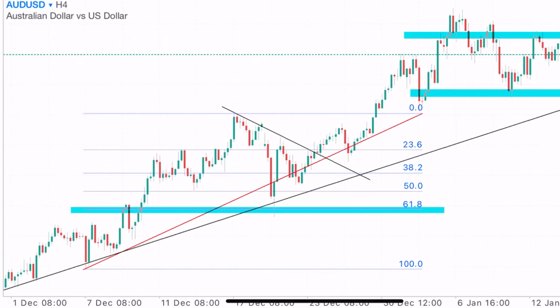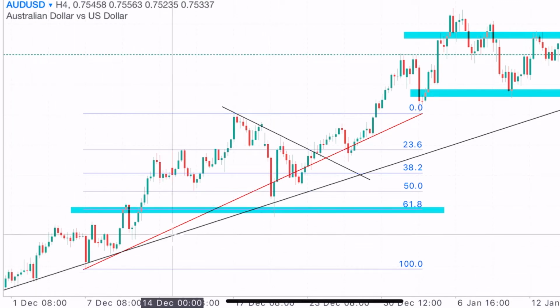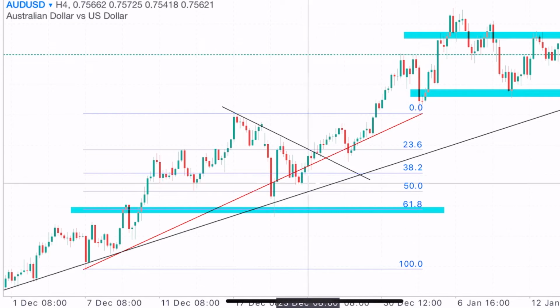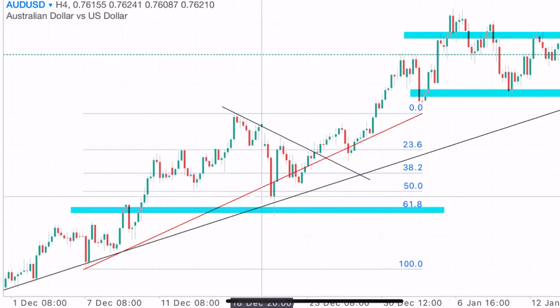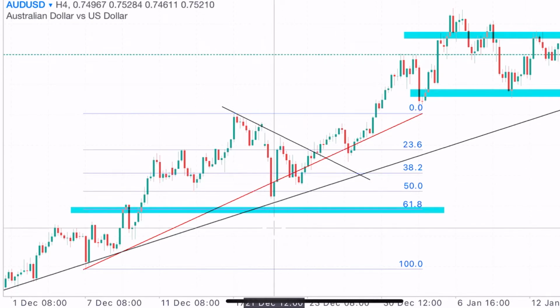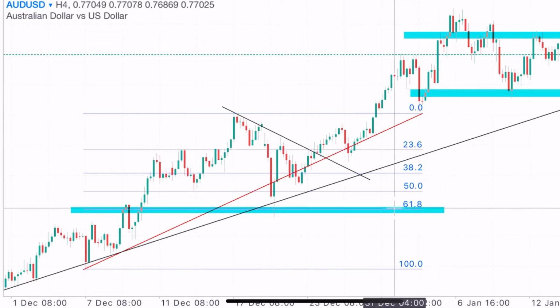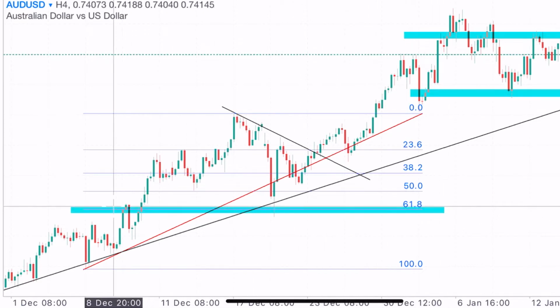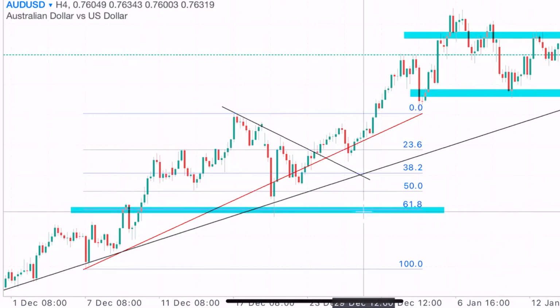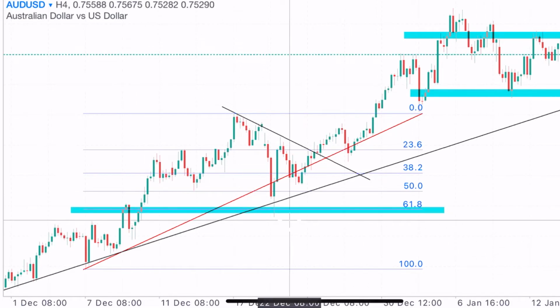So what I was telling you guys about when I said confluence, right, is, you see this, the black line is the trend line. So this is the trend line, and this is where we got the rejection candlestick. And at the same time, this is where we had the 61.8 level, which was also a previous resistance. So this was a very strong level to buy at.